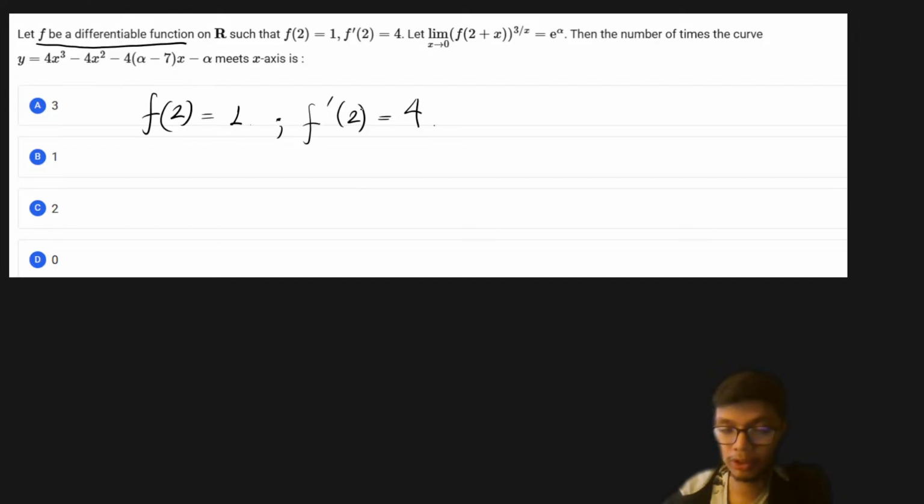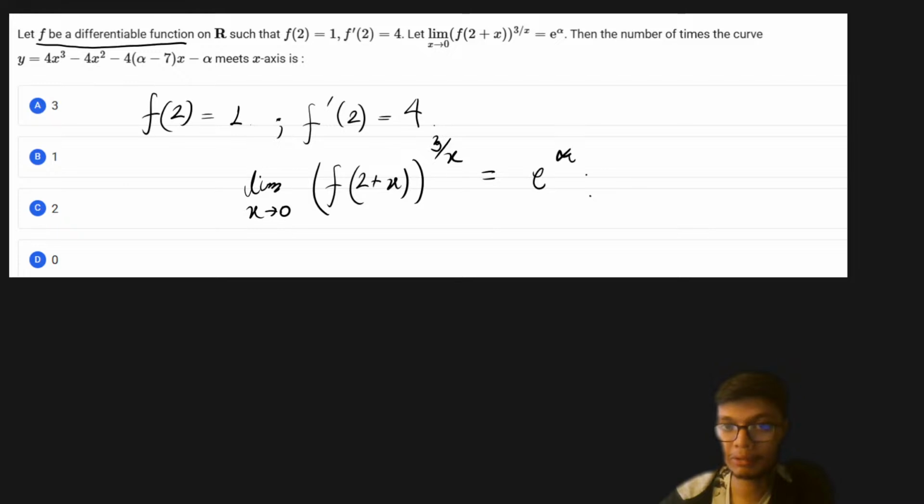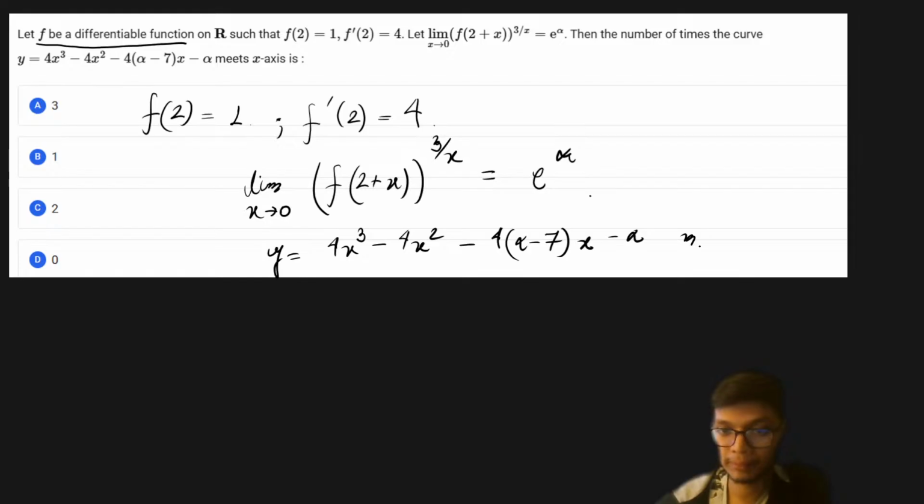If this information is given to you, and the limit as x tends to 0 of (f of (2 plus x)) whole to the power 3 by x is given as e to the power alpha, then you have to find out how many times the curve y equals 4x cube minus 4x square minus 4 times (alpha minus 7) times x minus alpha meets the x-axis.